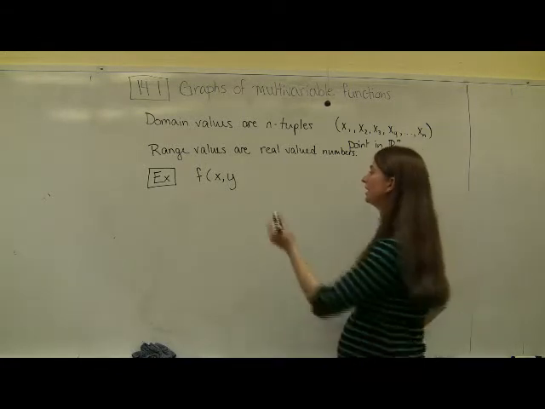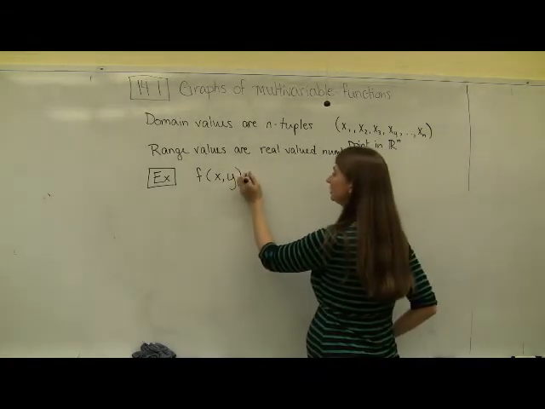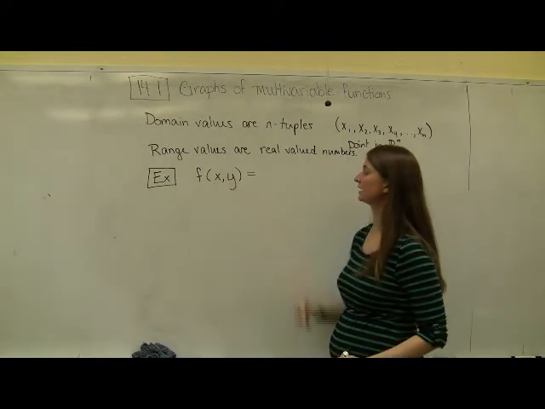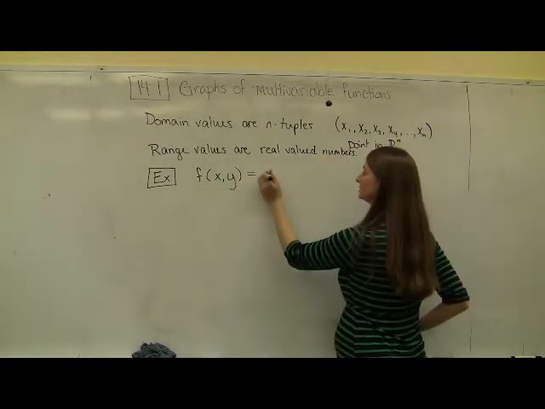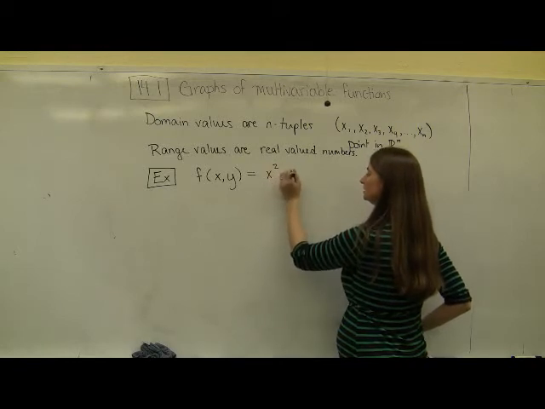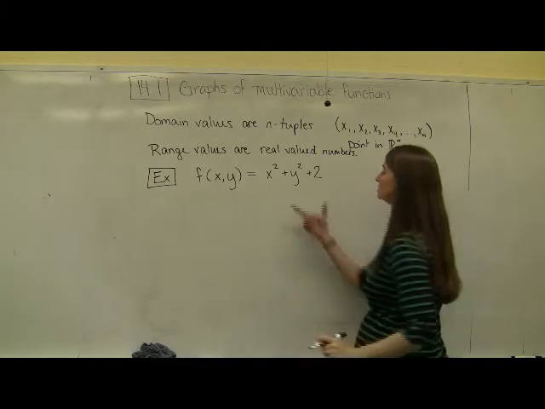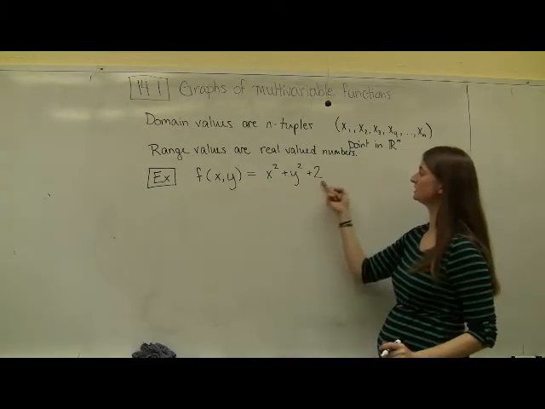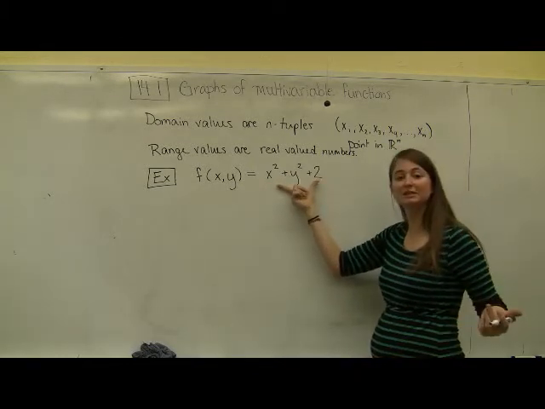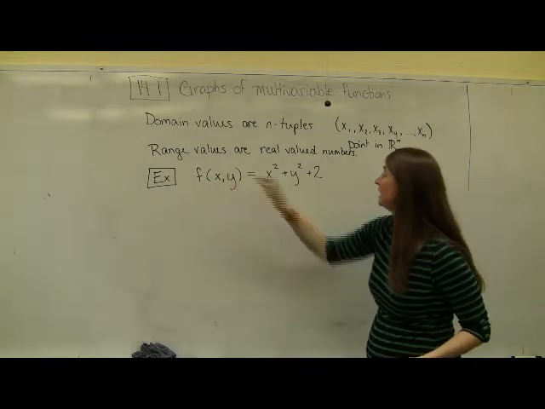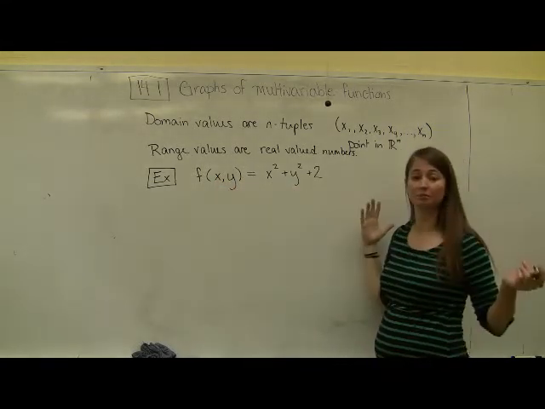Let's look at a 2-variable multivariable function. In this case, my inputs are just x and y, and my output is going to be x squared plus y squared plus 2. So notice that my output is just a single arithmetic output. It's not a point, it's not a vector, it's just some number. If I plug in an x and a y, it's going to give me out some number z.